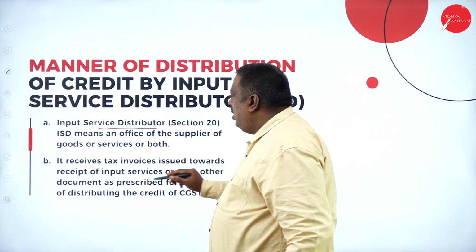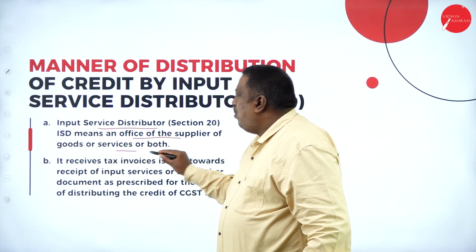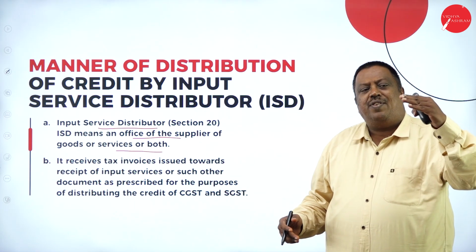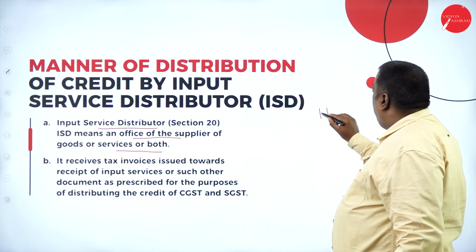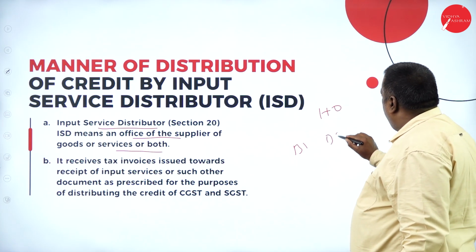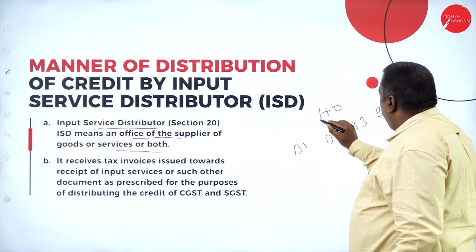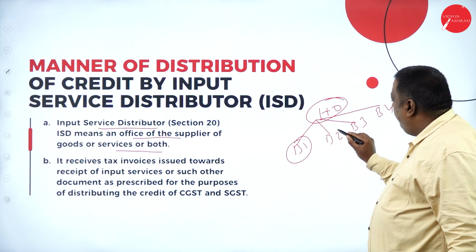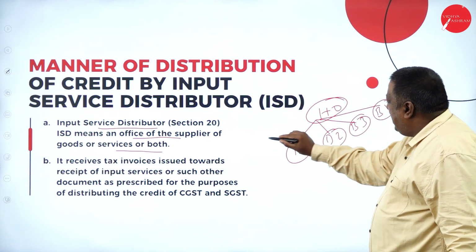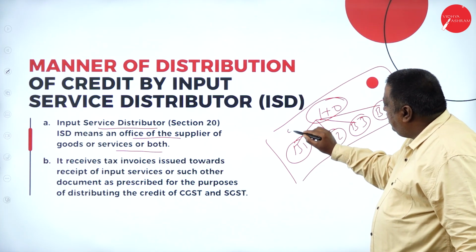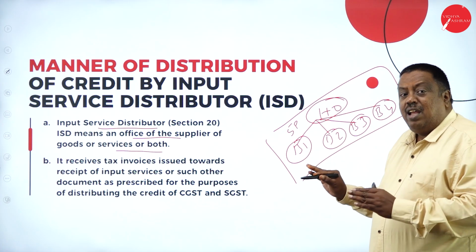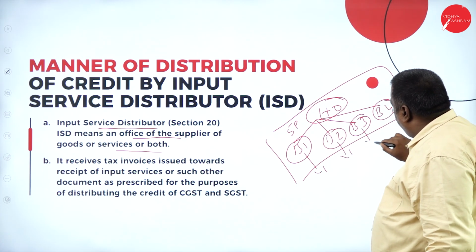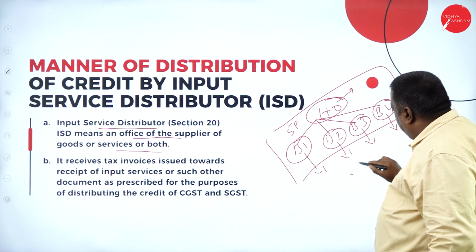The input service distributor means an office of the supplier of goods or services or both. Means where we have a head office and 4 or 5 branches. The main head office is going to pay for all. We have here head office and branch 1, branch 2, branch 3, branch 4. The head office is taking care of all, including its own place and the remaining place 1, place 2, place 3, place 4. Total 5 places' GST will be paid by the head office, and that total amount will be distributed to branch 1, branch 2, branch 3, branch 4, including the head office, based on their turnover.